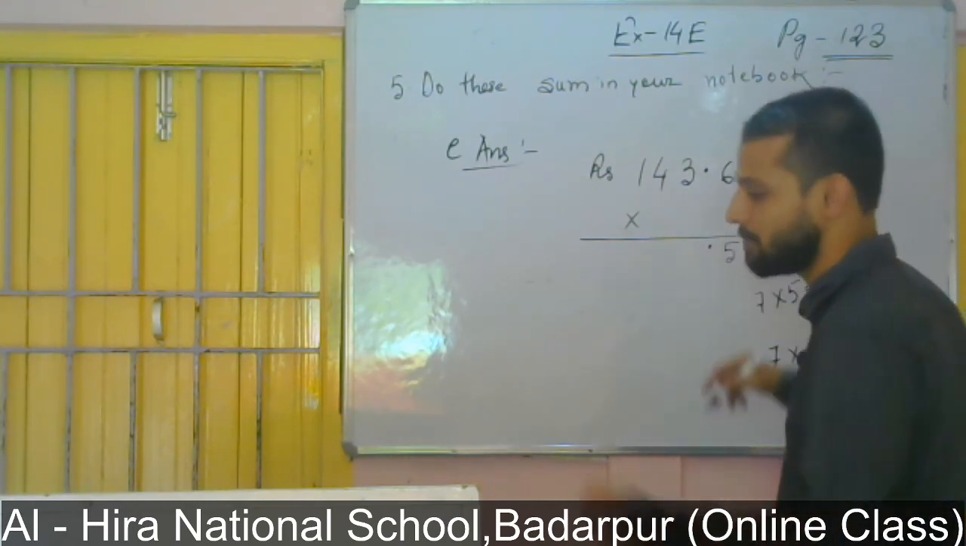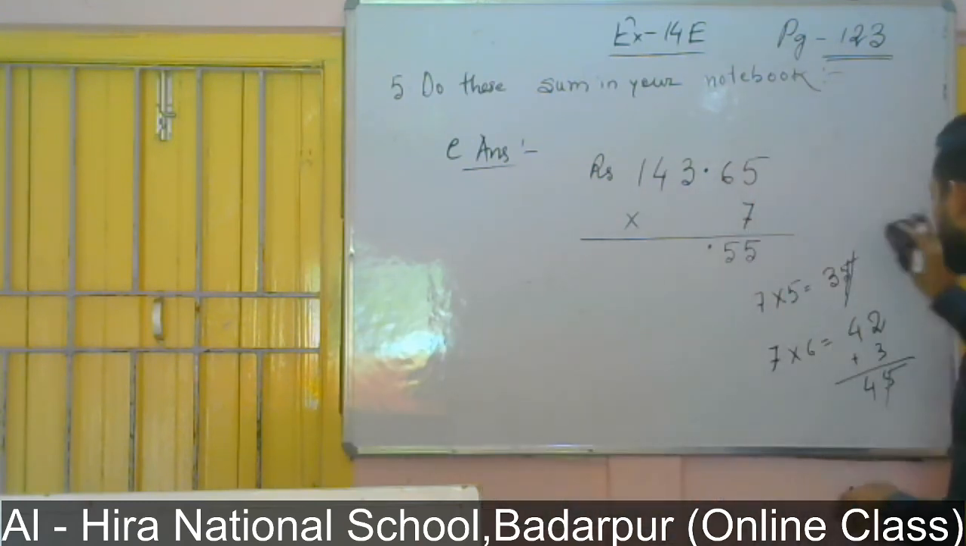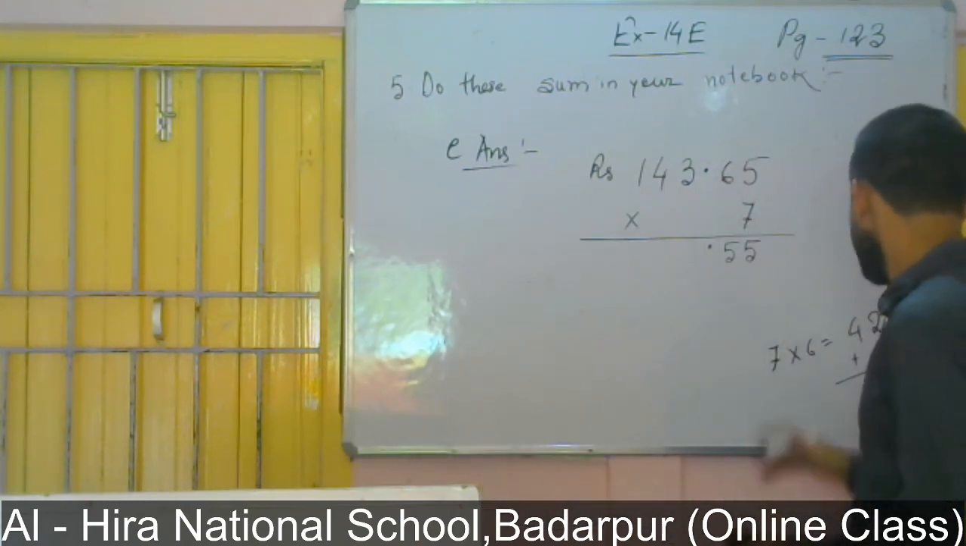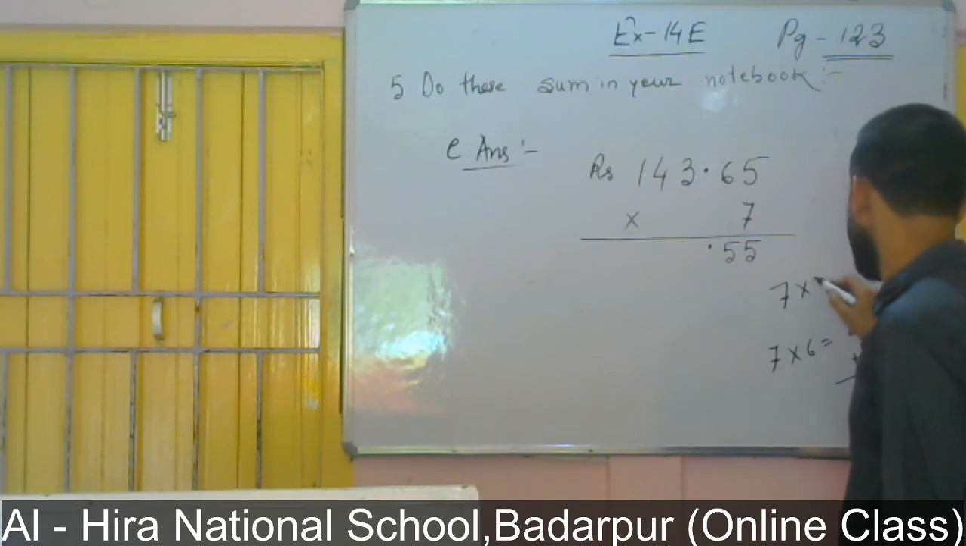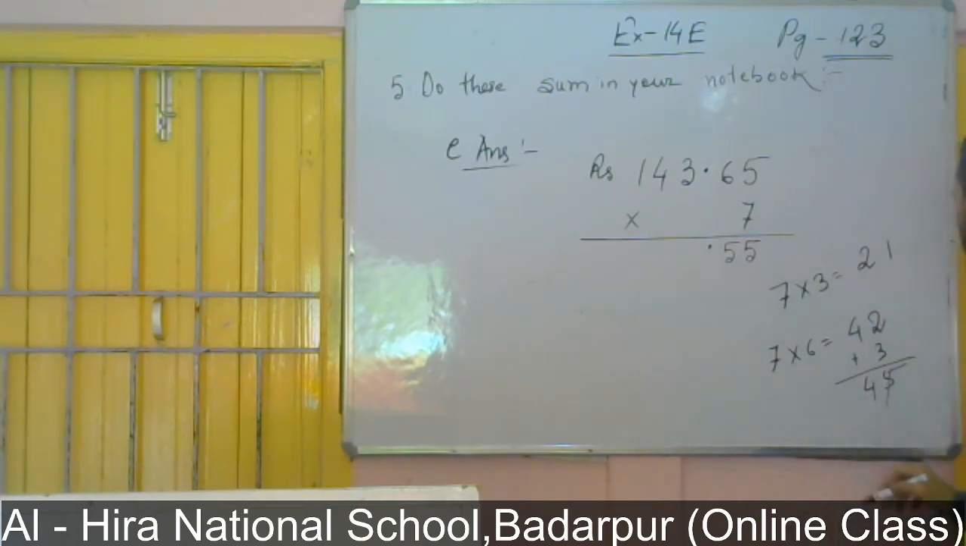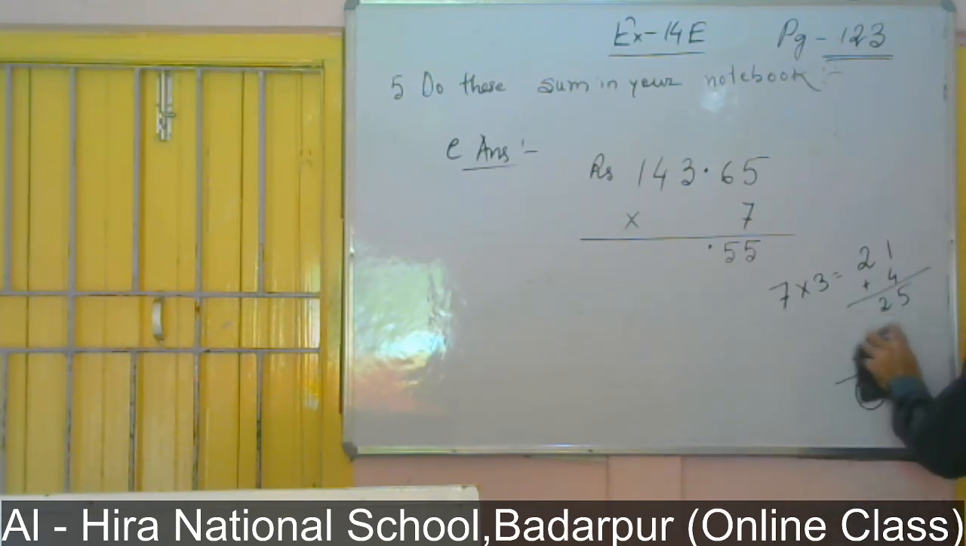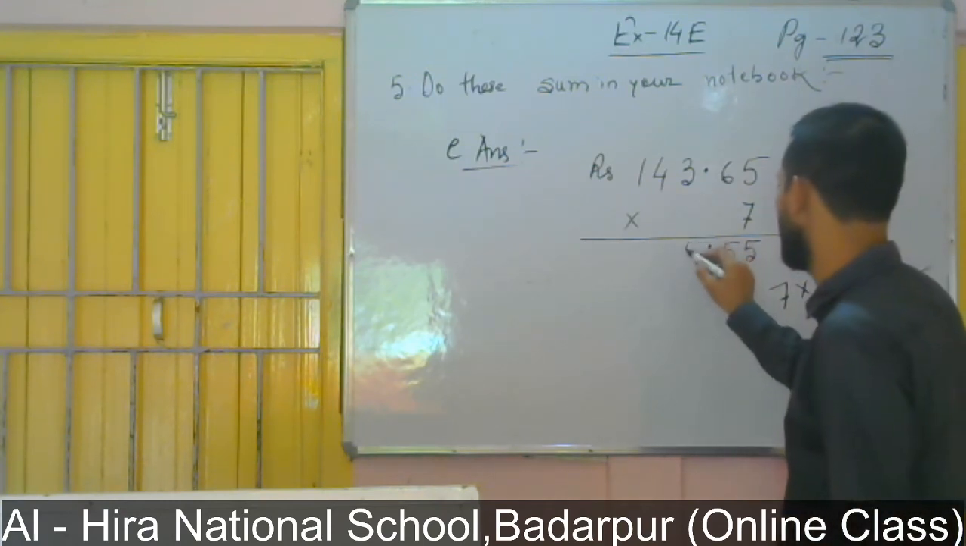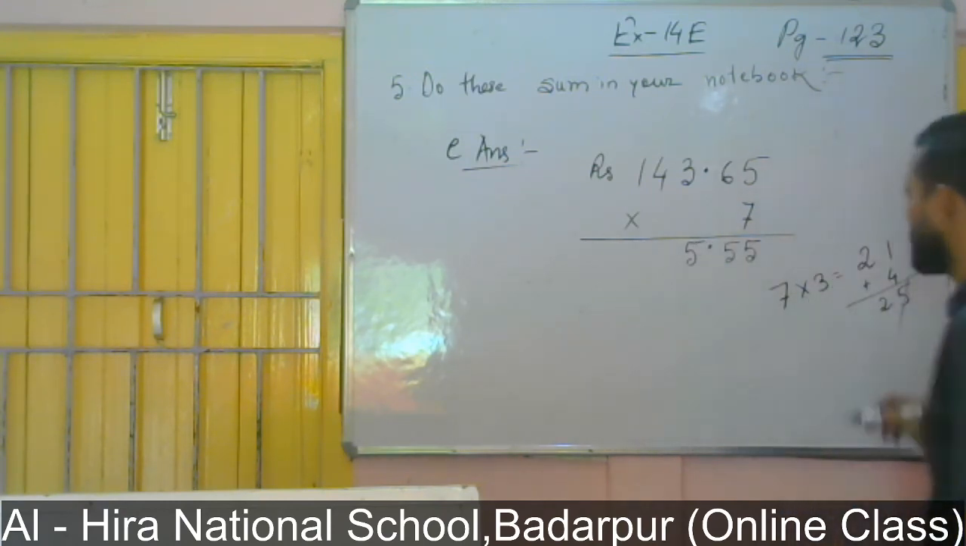Now we are going to multiply 7 and 3. We know that 7 multiplied by 3 equals 21. 21 plus this 4: 4 plus 1 equals 5, and 2 will remain the same. So we will get 25. From 25 we are going to write here 5. Again 2 will be in my hand.